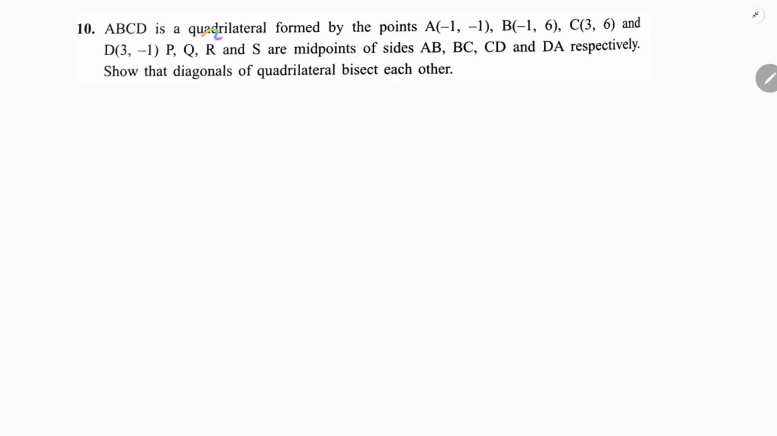ABCD is a quadrilateral formed by the vertices A, B, C and D. P, Q, R, S are the midpoints of AB, BC, CD and DA respectively. Show that the diagonals of quadrilateral PQRS bisect each other.